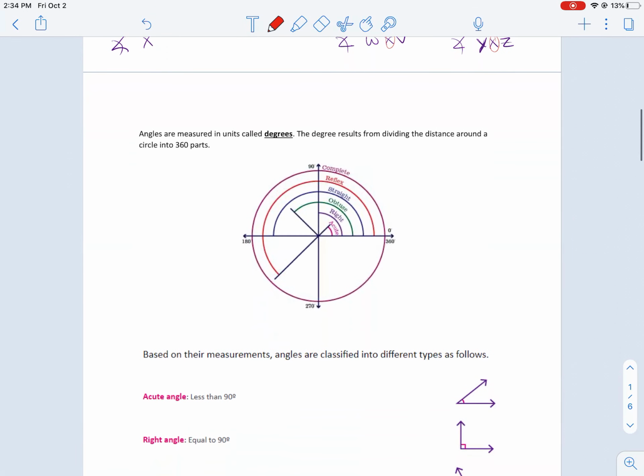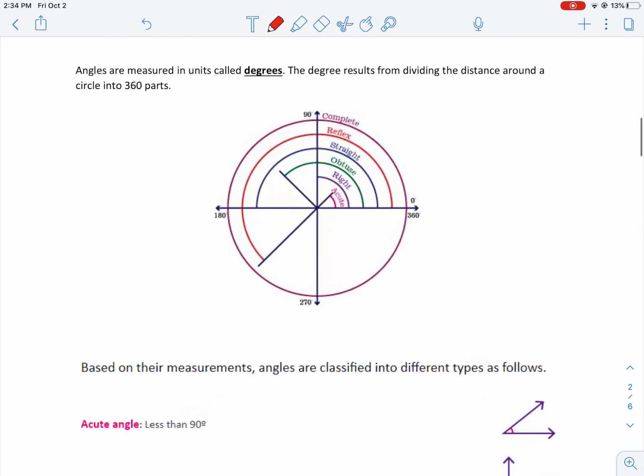Okay, angles. Angles are measured in units called degrees, okay? The degree results from dividing the distance around a circle into 36 parts, okay? So what that is saying is that we keep going around this circle, okay? We can go all the way around to 36 degrees, okay? So if your angle started here, there's my angle.